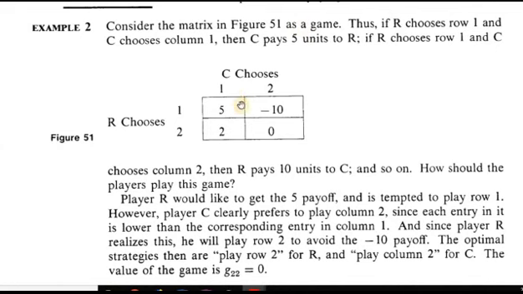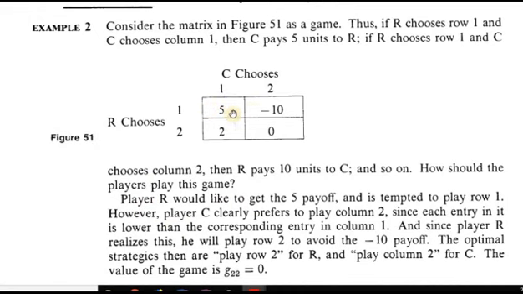Here we don't have a practical situation associated with it. We just have the numbers. So the question is, what's the best strategy for R and the best strategy for C? So here's kind of a thought process. Player R would like to get the 5 payoff. That's his biggest possible payoff.